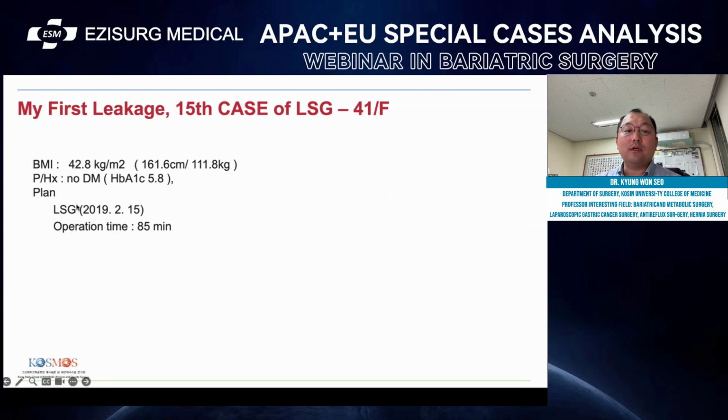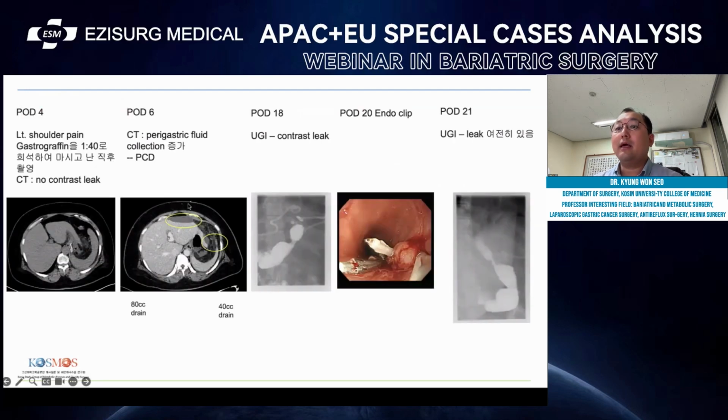She received sleeve gastrectomy. Then on the fourth day after surgery, the patient complained of left shoulder pain, and the medical staff suspected a postoperative leakage. The leakage was not clearly visible in the CT scan taken that day, the fourth day of surgery. On the sixth day, the leakage was clearly visible on another CT scan, and the amount had increased. The leakage continued to be seen in the upper GI series 18 days after surgery.